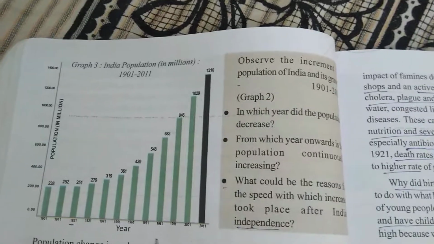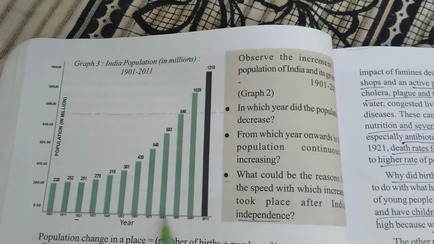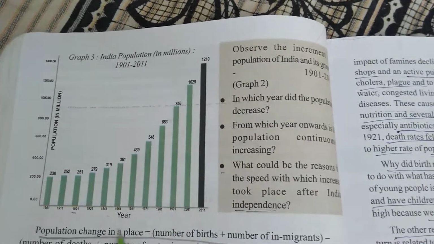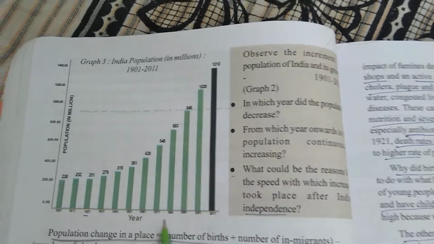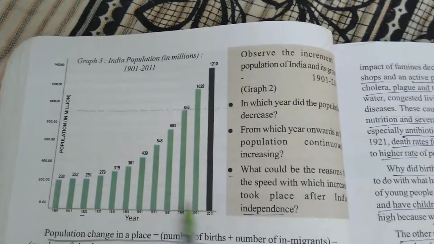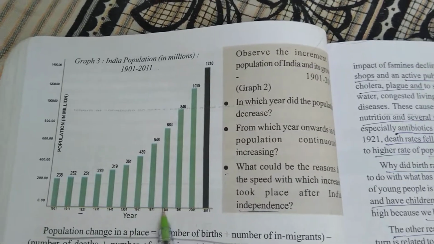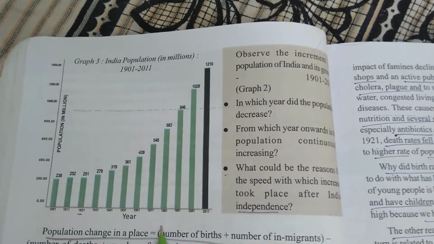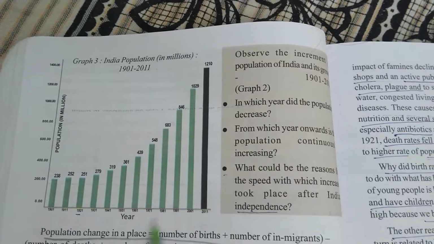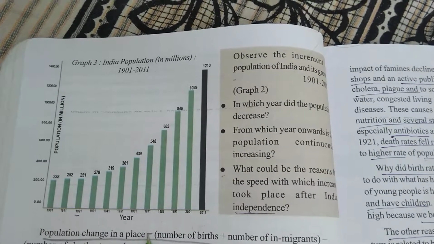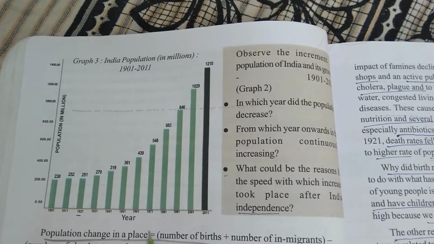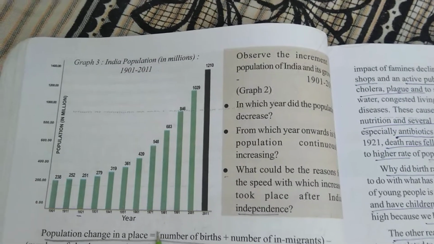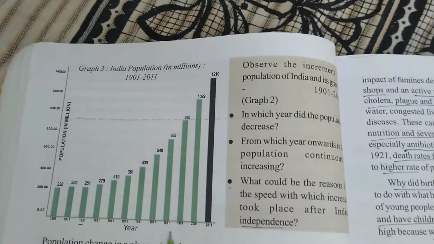If a graph is given, sometimes they will give questions under the graph, and we should answer. Sometimes they will ask us to interpret the graph. We have to write our own answer after observing it: in which year the population increased, in which year it decreased, whether it is gradually increasing, and if there was any change in a particular year, what the reason for the change was.